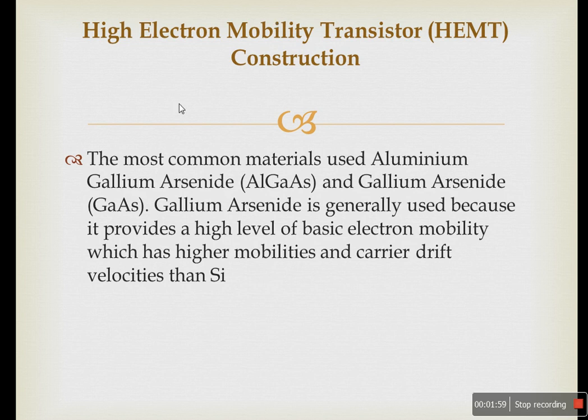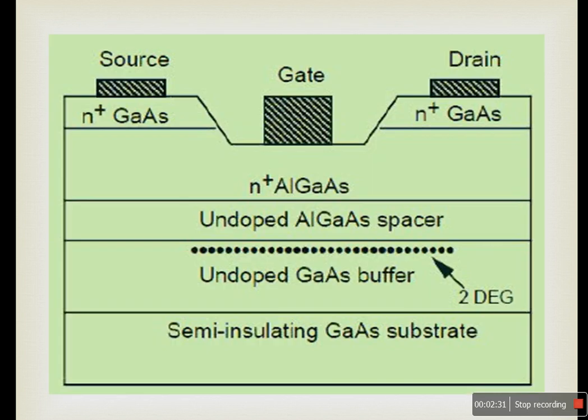The most common materials used in the construction of the high electron mobility transistor are gallium arsenide and aluminum gallium arsenide. Gallium arsenide is generally used because it provides a high level of basic electron mobility. The electron mobility in gallium arsenide is very high. That's why, in the construction of the high electron mobility transistor, we are using gallium arsenide instead of germanium and silicon.